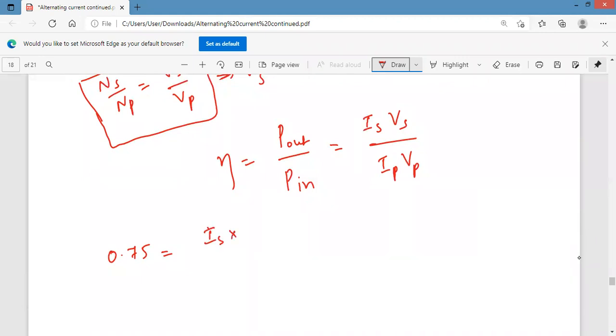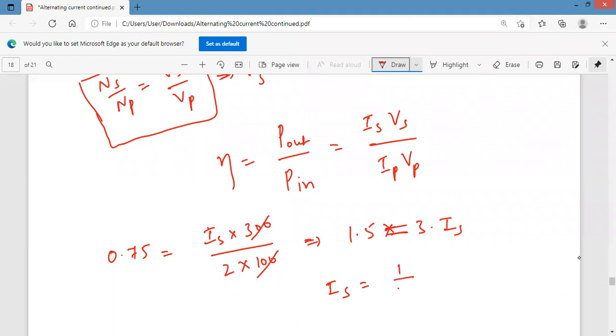Is into 300 divided by Ip is 2, Vp is 100. So this 0 gets cancelled, and that implies 0.75 into 2 is 1.5. 1.5 into 1.5 equals 3 into Is. Is is equal to 1.5 by 3. 1.5 by 3 means 1 by 2 ampere or 0.5 ampere.